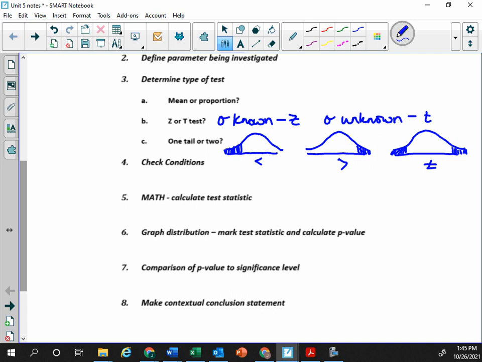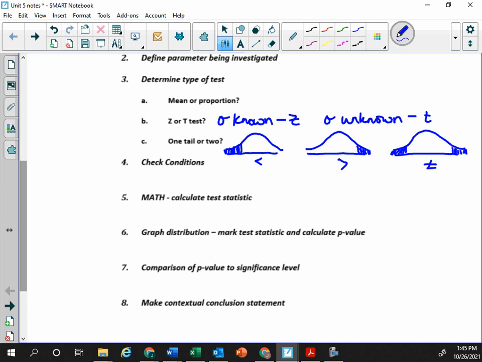So this is what they're talking about when you're asked, is it a one-tail test or a two-tail test? The not equal to, that's the two-tail, because you have both tails of your distribution there. And then greater than or less than, you just get one side of it, one tail. Okay.